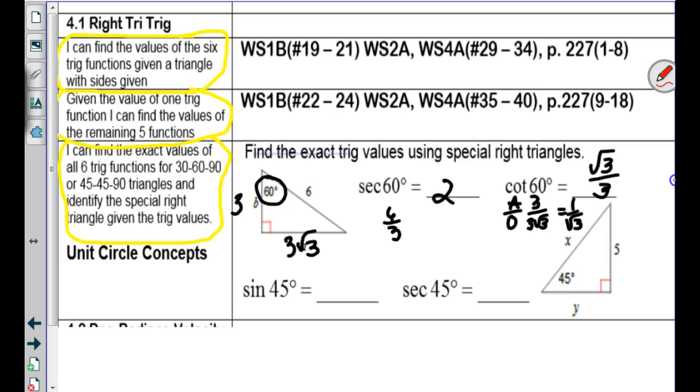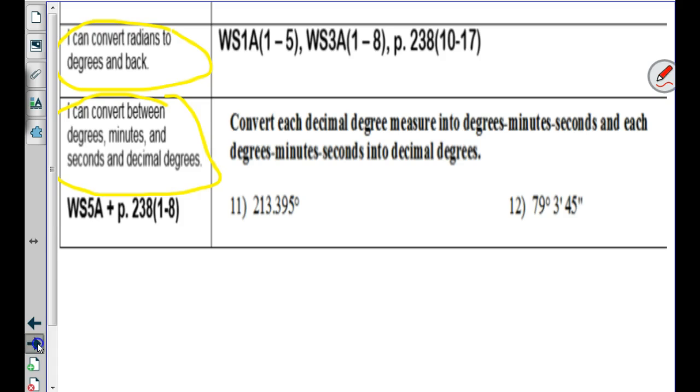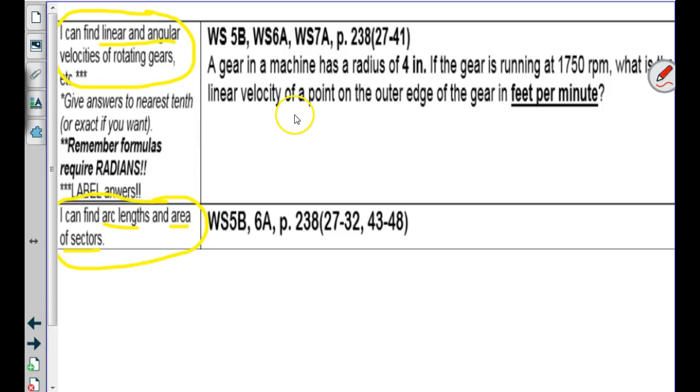45, 45, 90 would be 5, 5, and 5 square roots of 2. So the sine would be 5 over 5 square roots of 2, or just 1 over square root of 2, or square root of 2 over 2 if you just used your unit circle, right? And the secant is the flip of that, which is, this is actually the flip of the cosine, but the cosine is the same on a 45, 45, 90. All right, I'm about to be done reviewing unless somebody still has a question. I thought maybe you wanted me to do this one.